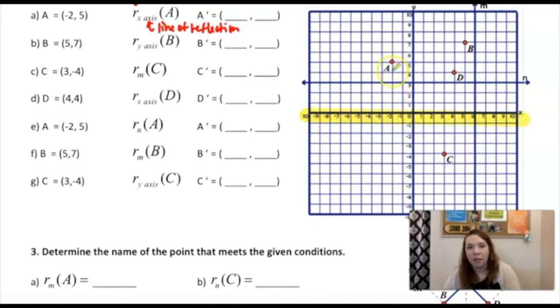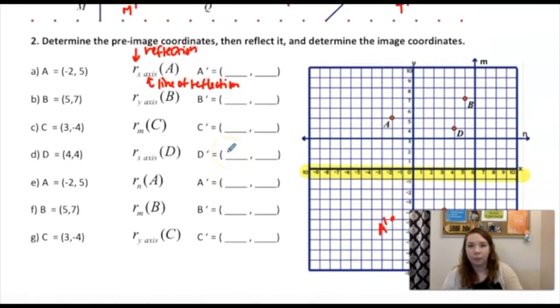This is telling us we're reflecting over the x-axis. If I reflect this over the x, it's going to take me 5 to get down to the x-axis, 5 more is going to be A prime. So this one will be still -2, but now you have a -5. When we reflected over the x-axis, all we did was change the sign. B is at 5, 7, and they want us to reflect over the y-axis. It takes us 5 to get to the middle at the y-axis, you would want to go 5 more. You're going to end up at -5, 7.